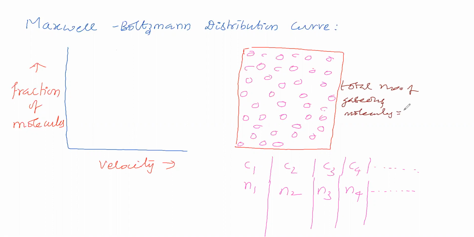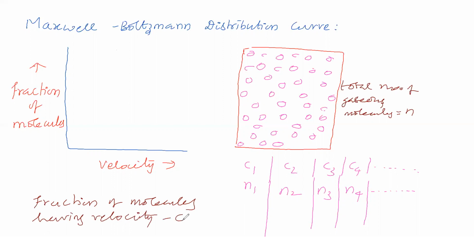Total number of gaseous molecules we will take as n. Total number of gaseous molecules is n. n1 is the number of gaseous molecules having velocity c1. So, now what is the fraction of molecules having velocity c1?